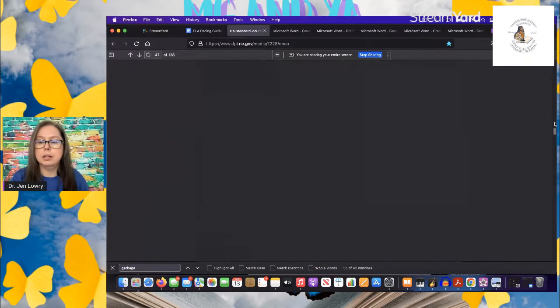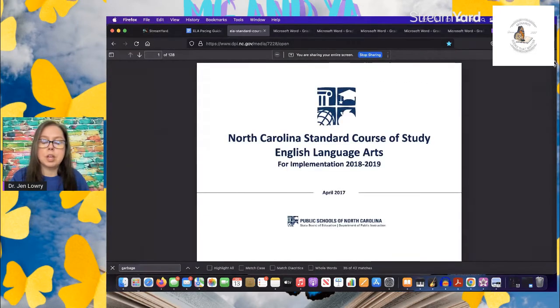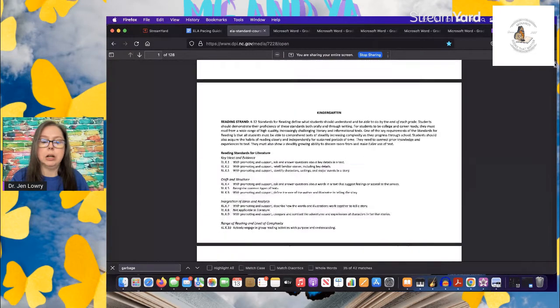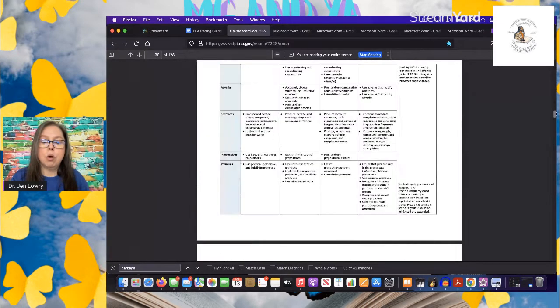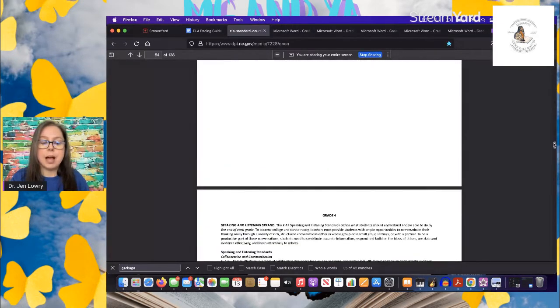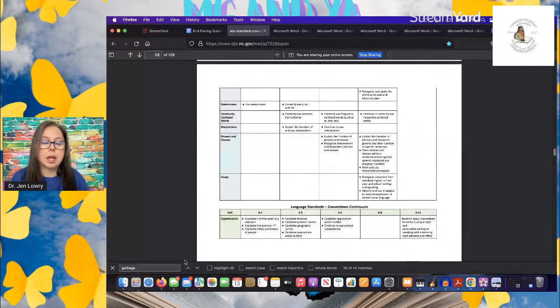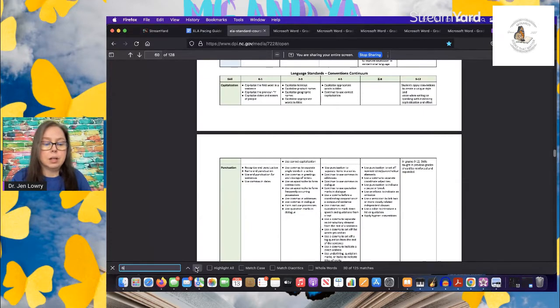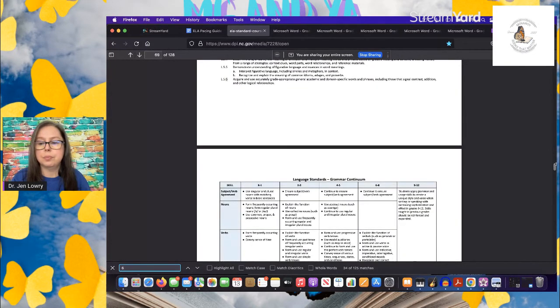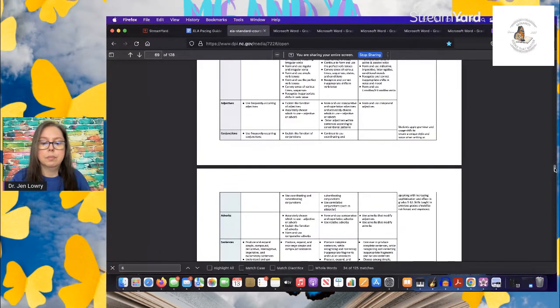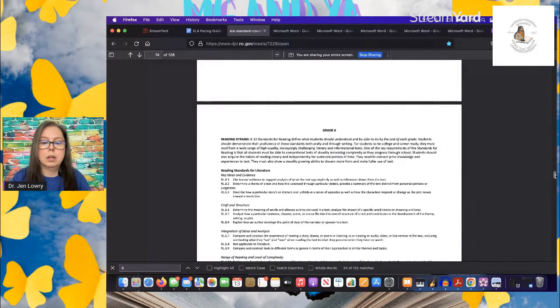Okay, this one is the whole North Carolina Standard Course of Study ELA, and it starts with kindergarten, and you just have to scroll. You can do a find at the bottom and type in grade 6, and you can go, oh, I'm almost there. I'm at grade 5. And there we are. You can see these are the reading standards for literature.